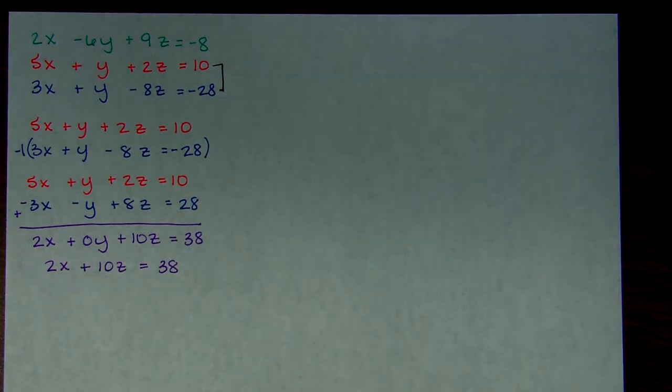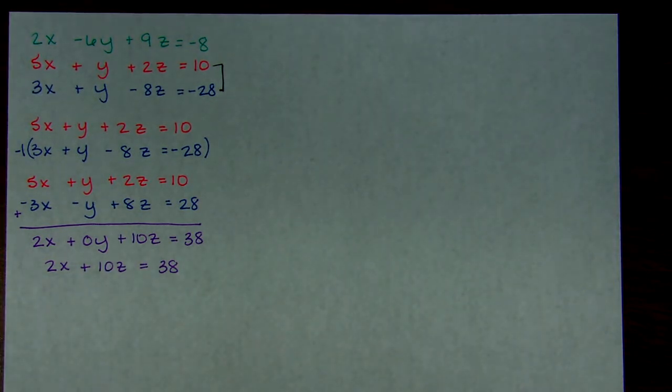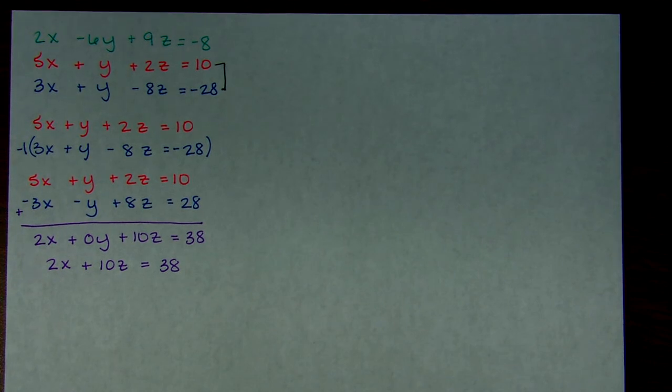And notice that the y is gone. It's completely gone, and that's what we want. That is one of our two equations that we are going to use later on to eliminate another variable. Okay, so we have to do that twice. I have to pick another set of equations to use elimination on.